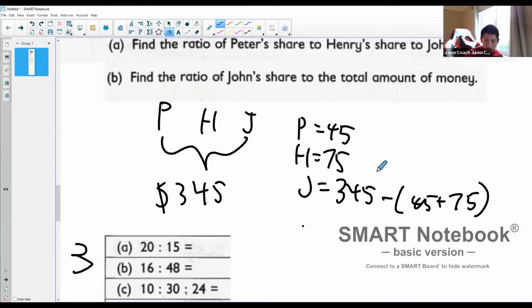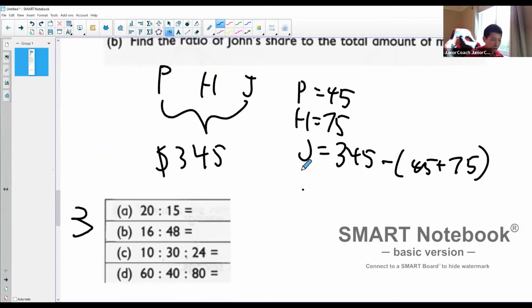Does everyone understand how I obtained this equation? Just to clarify, John has the rest of the money. So since the total is this, we can subtract what Peter and Henry got. Now, when we solve this, we end up with the result John equals 225.